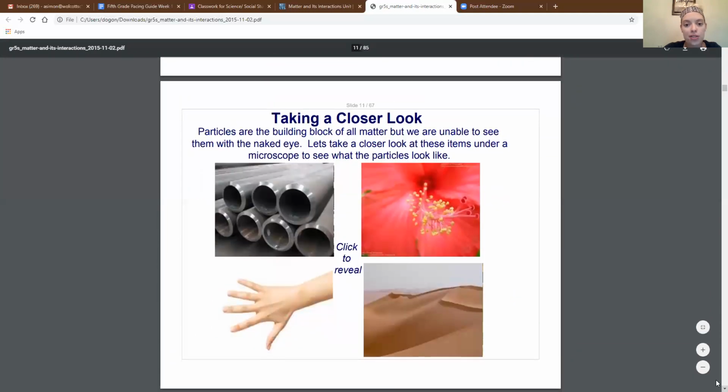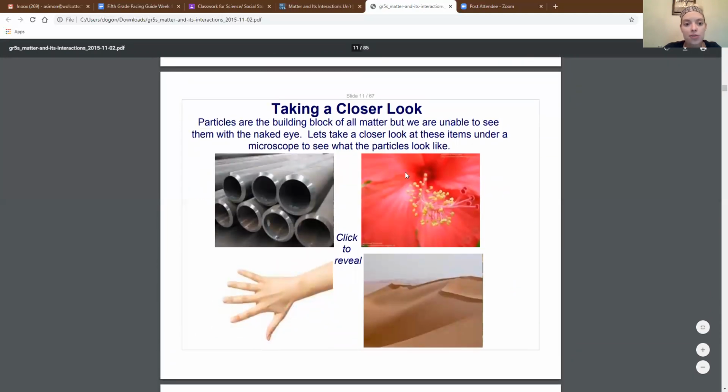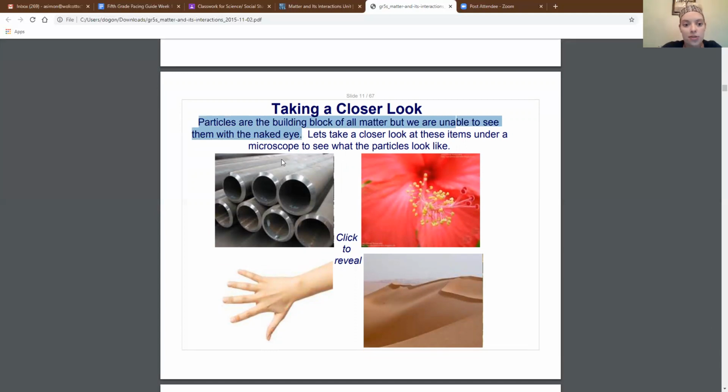So particles are the building block of all matter, but we are unable to see them with the naked eye, okay? So we need to write that down. Particles are the building block of all matter, but we're unable to see them with the naked eye, okay? So when we look at these different objects, we don't see the particles. If we look at these, it looks like these are aluminum poles. We don't see the particles in there, but they're there. They're little dots right on top of each other that are pushed together to make this aluminum, okay?